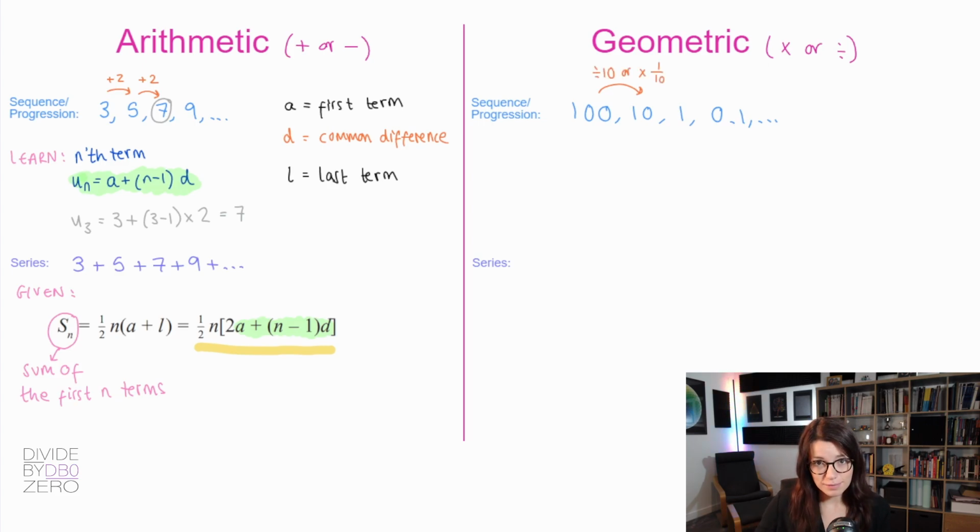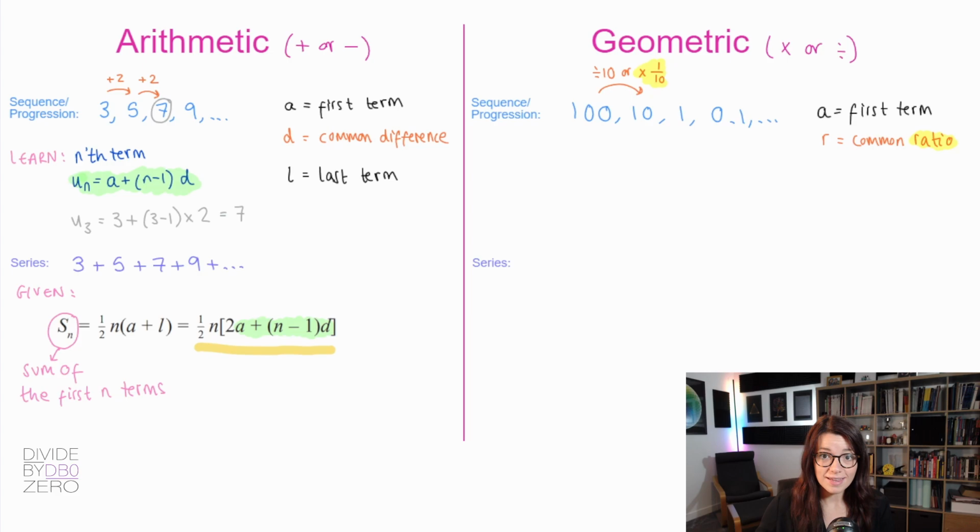Again, we need to be aware of some letters and what they mean. So good news is a in this context also stands for the first term. And then we use r for the common ratio. And with geometric sequences and series, your common ratio is always going to be what you multiply by to get from one term to the next. So in this case, it would be 1/10.